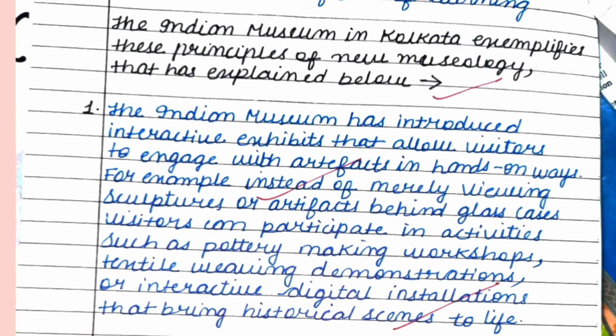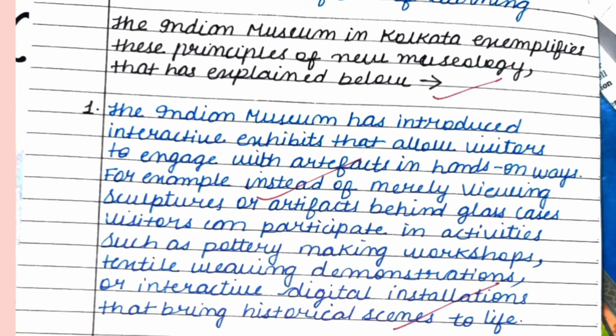Then further it is given the example of the Indian Museum in Kolkata, that how it adopted the principles of new museology and how it provided inclusive, participatory and collaborative spaces for the public. So let's see how it follows or exemplifies these principles of new museology. Firstly, the Indian Museum has introduced interactive exhibits that allow visitors to engage with the artifacts in hands-on ways.